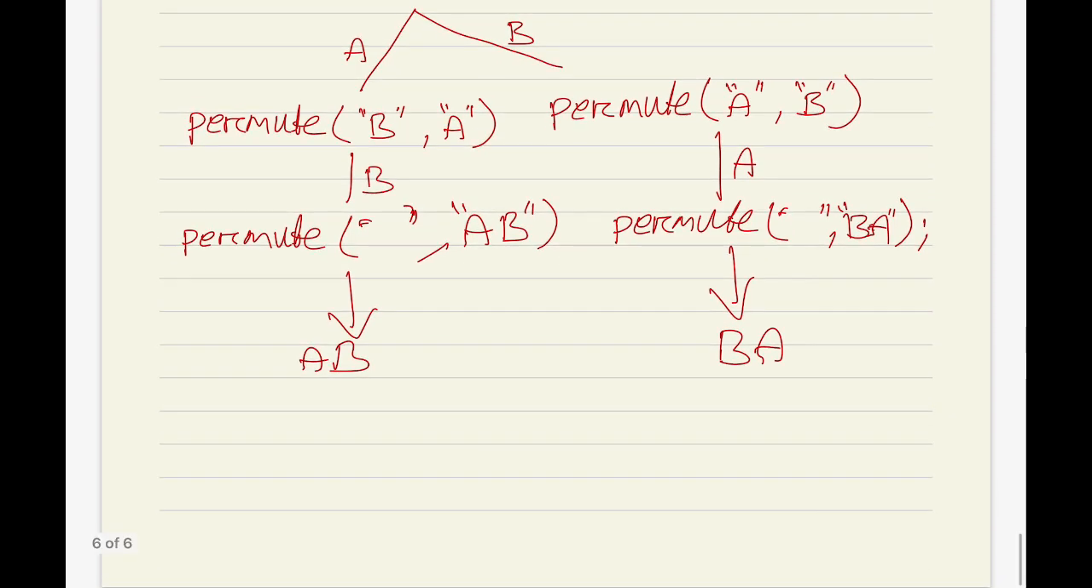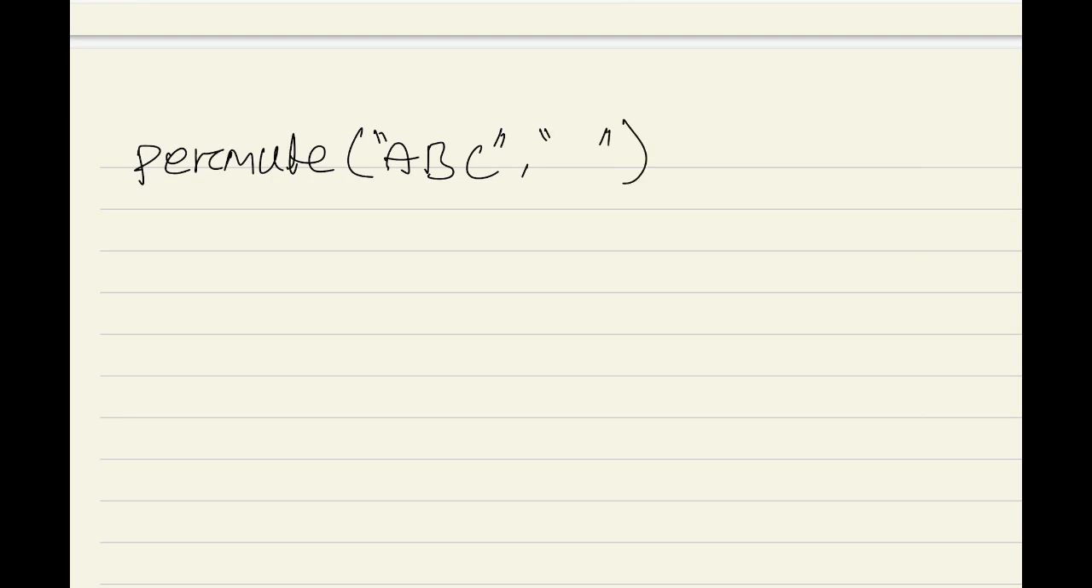Similarly, you can consider another example where the input string is of length 3, and you can write the method like this: permute ABC, and initially the output is empty. So now let us see the behavior of the method permute when the input is of length 3. In this scenario we are considering ABC, and initially the output is empty.